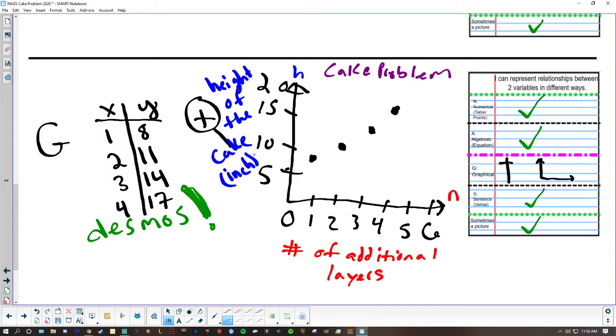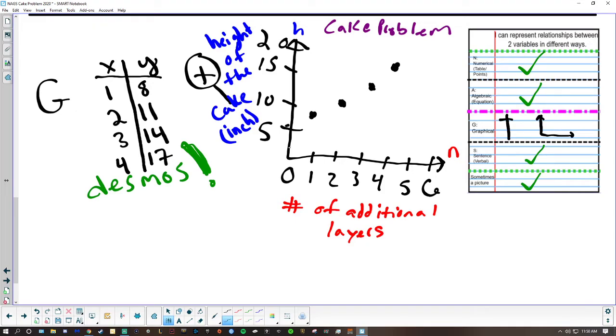Okay, so now you should pause the video and make sure you have everything copied down. We have done the sentence, the figure, we put in a table and the points, the algebraic equation, and we just finished our graph. So pause the video and make sure you've done everything. You've just finished your second NAGS problem.